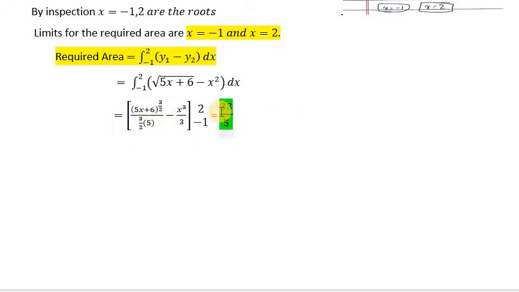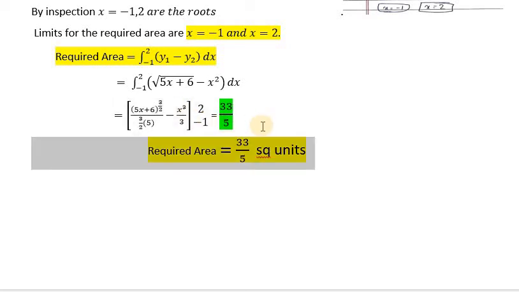So you get this as 33 by 5. When you apply 2, that is 16 to the power of 3 by 2. 16 to the power of 3 by 2 means 4 to the power of 3, which is 64, and with the 2 taken to the numerator, 128 by 15, minus 8 by 3, and also we have to apply the lower limit, so that you will get minus 2 by 15 plus 1 by 3. By solving all these fractions, we get 33 by 5. So the required area is 33 by 5 square units.